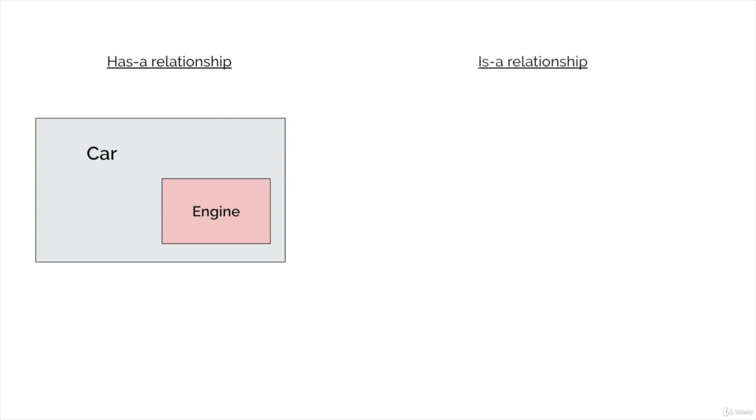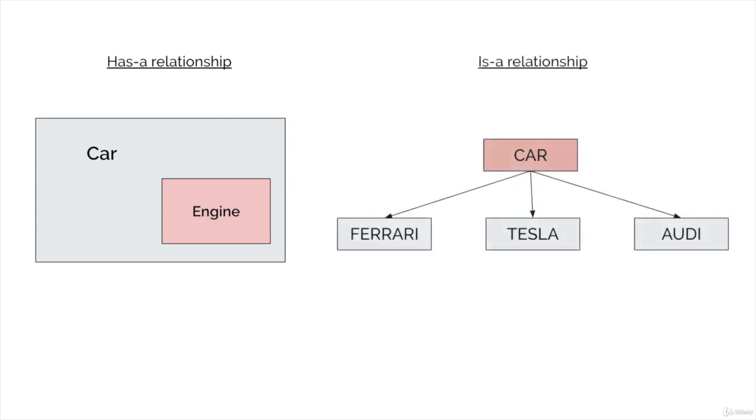In the is-a relationship, we saw that Ferrari, Tesla and Audi are each a type of car. We never said that Ferrari has a car or car has a Ferrari. So the relationship between Ferrari and car was of the is-a type, but the relationship between car and engine is of the has-a type. A car is not a type of engine, and an engine is not a type of car. This sort of relationship is known as the has-a relationship.